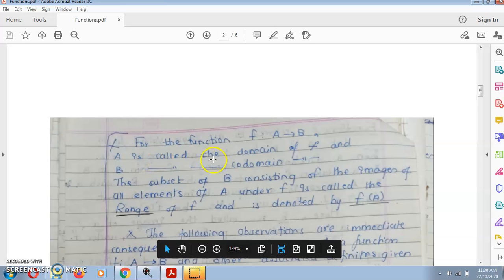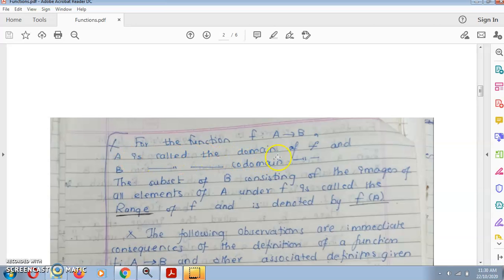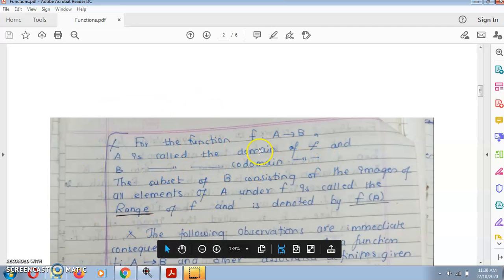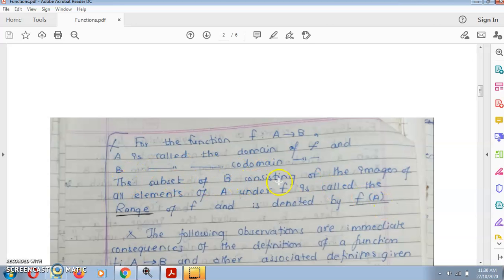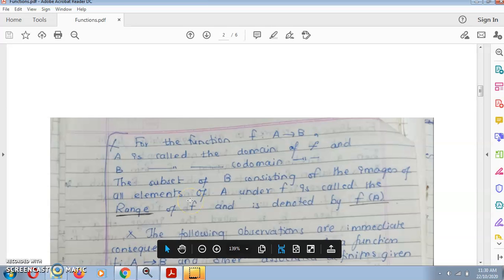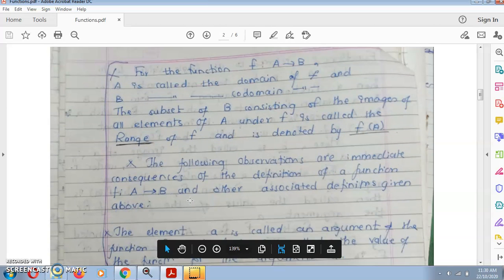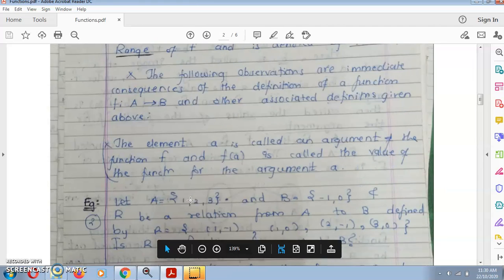For a function f from A to B, A is called the domain of f and B is called the codomain. So whatever we are writing at the left hand side is called the domain, and B we call the codomain. The subset of B consisting of the images of all elements of A under f is called the range of f and is denoted by f of A. So the subset of B consisting of all the images of the elements of A, for that we call it the range. The following observations you need not worry about.